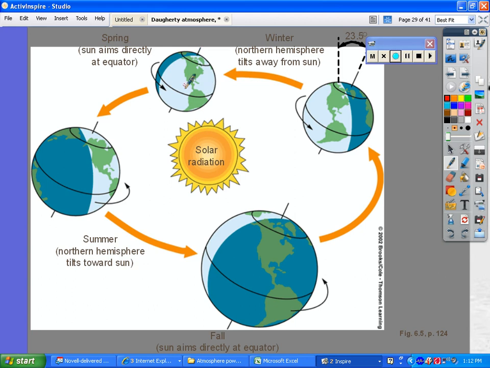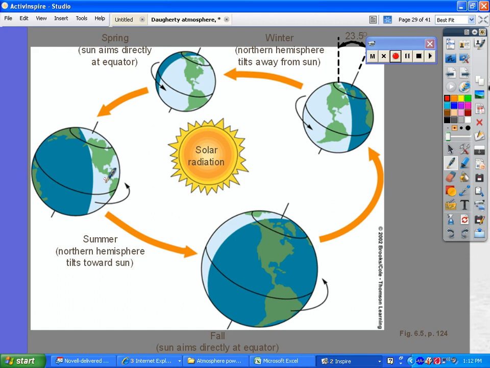Spring would be the planet is back to normal tilt. It's not tilted towards or away. It's right on target. So instead of having a winter solstice, we have a spring equinox, meaning that you have a day where it's the same amount of daytime as nighttime, or the same amount of sunlight as darkness.